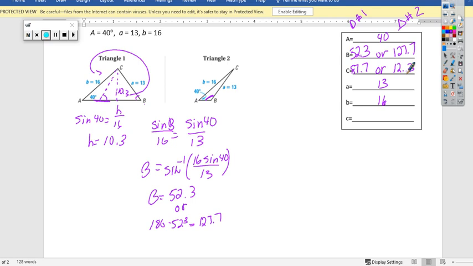The last thing we need to do is find side C over here. In order to do that, we're just going to use the law of sines. We're going to use this angle for triangle 1. So we're going to say the sine of 87.7 over C is equal to the sine of 40 over 13. And when we do that, we find C here to be 20.2.